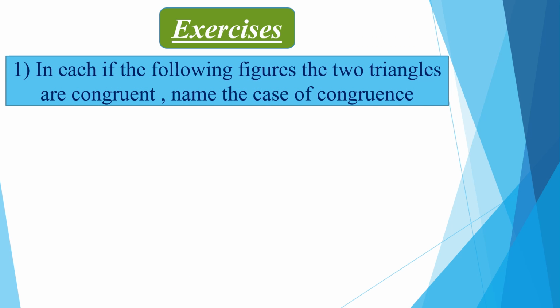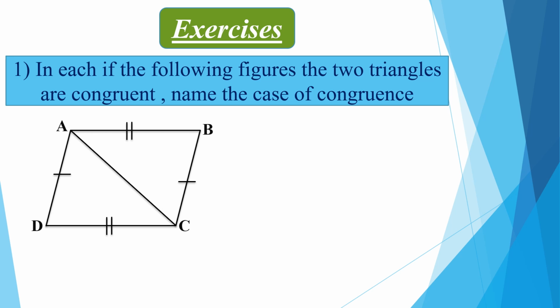Now some exercises. In each of the following figures, the two triangles are congruent. Name the case of congruence. The first one, in the opposite figure, the two triangles ABC and ADC are congruent because AB equals DC and BC equals AD, and AC is the common side. So this case is called side side side.